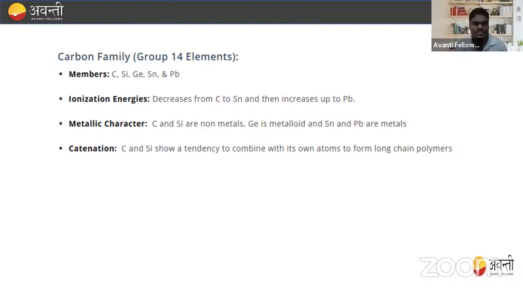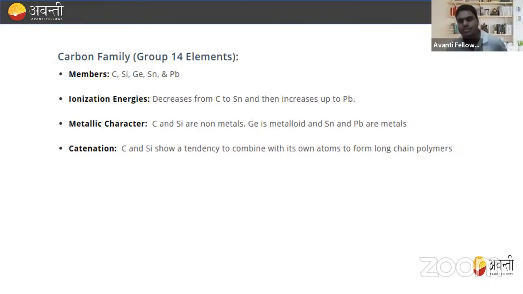Let's see some general features of this group as well. If I'm talking about atomic size, then similar to the previous groups, as we move down the group the number of shells increases, so the size also increases from carbon to lead, right? Similarly, ionization enthalpy decreases from carbon to Sn. The first ionization enthalpy decreases because the size increases, and then it increases from Sn to Pb.